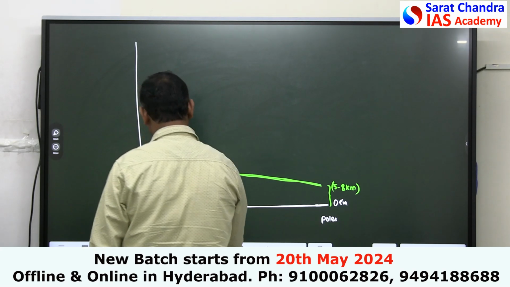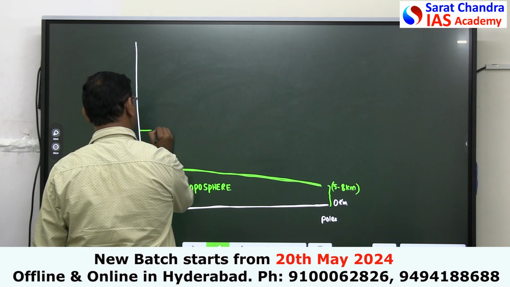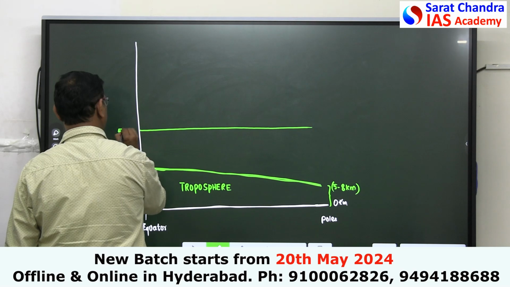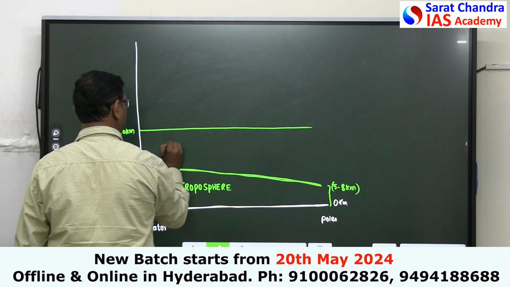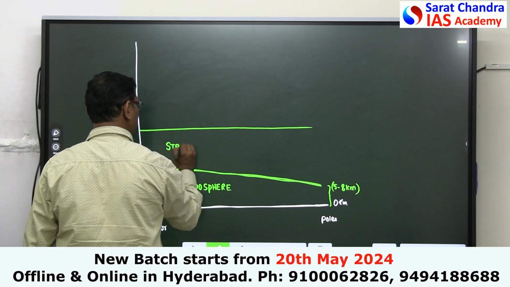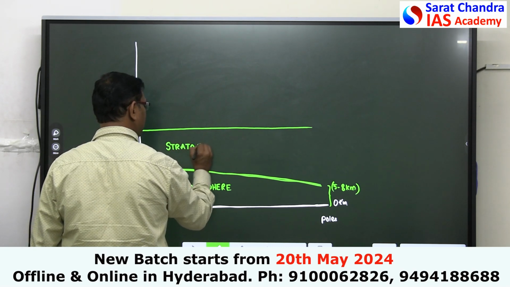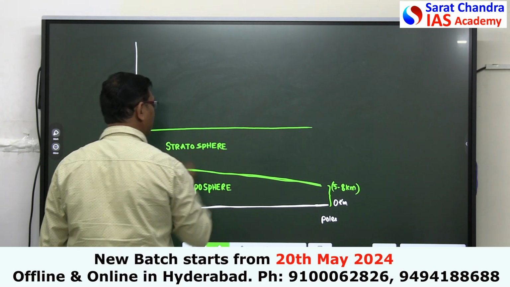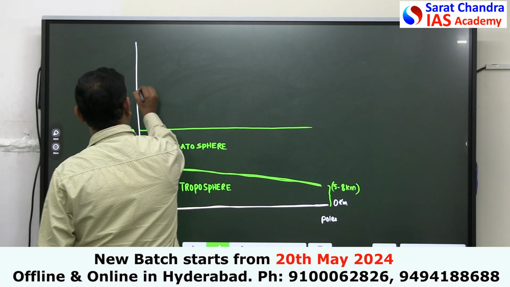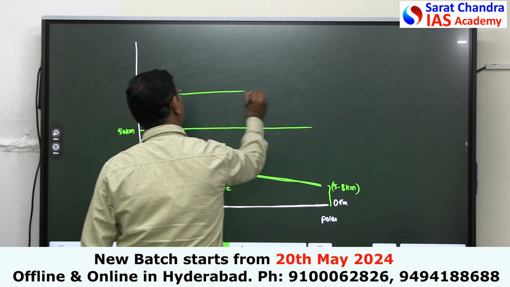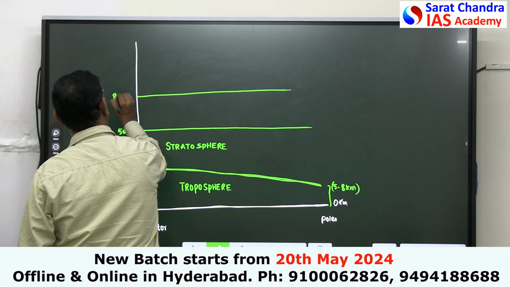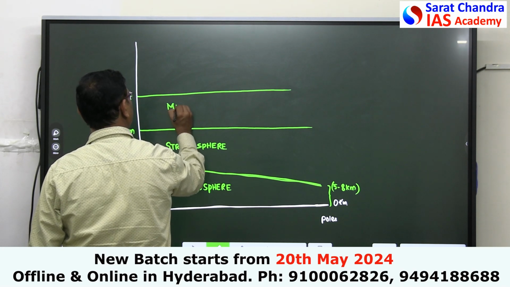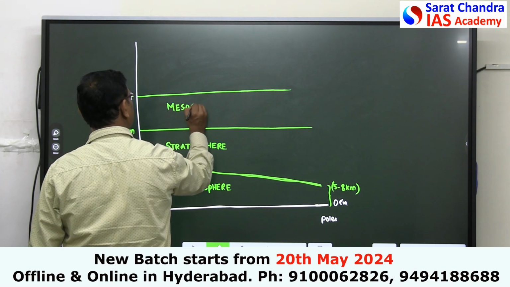Troposphere. Up to 50 kilometers, this is your stratosphere. Then up to 80 kilometers, mesosphere.